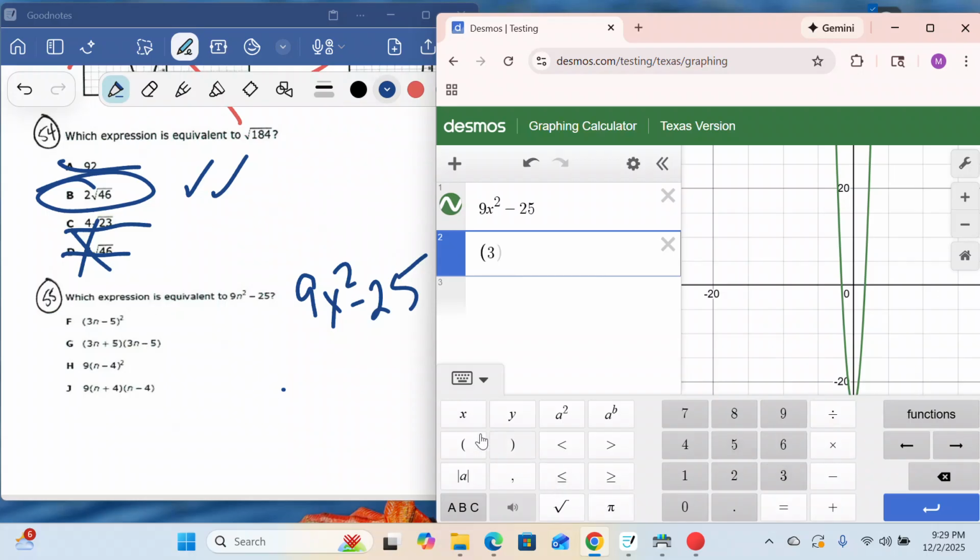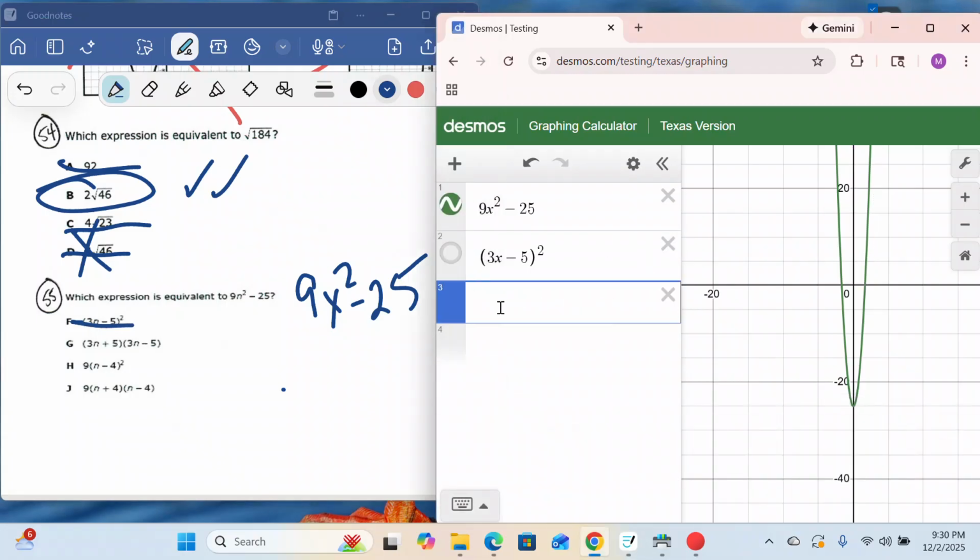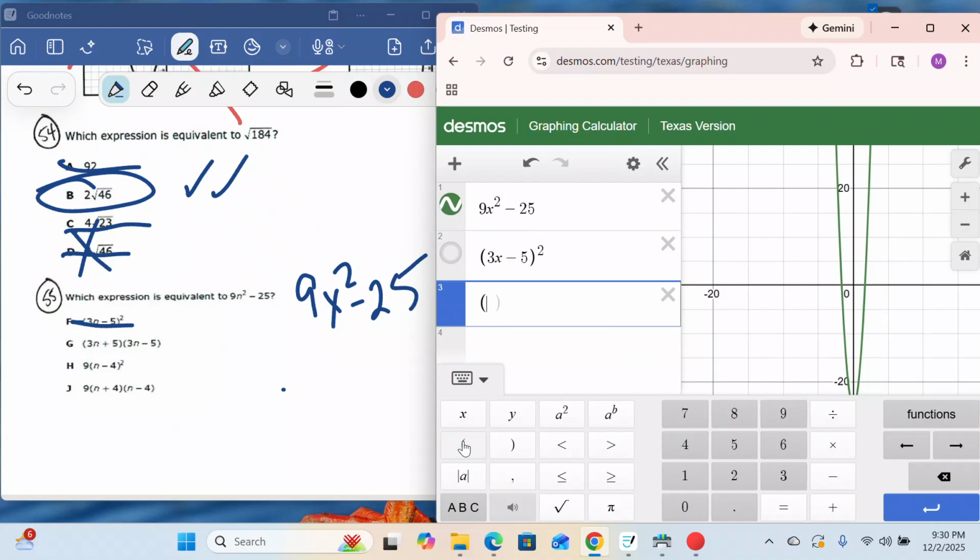So this is 3x squared. No, 3x plus 5. No, 3x minus 5, sorry. Minus 5. It's close. Quantity square. Nope, this one is wrong. It might be another one that we have to check every single one. Let's check G. So I like to leave that one there, and I like to re-input the next one. So the next one is 3x plus 5.